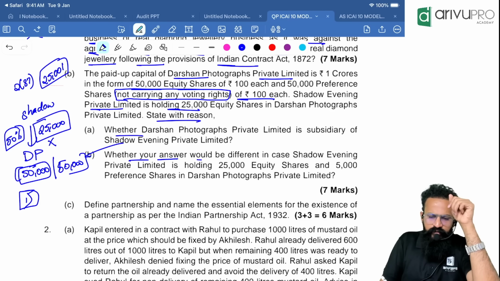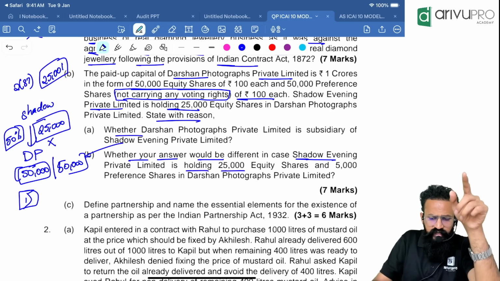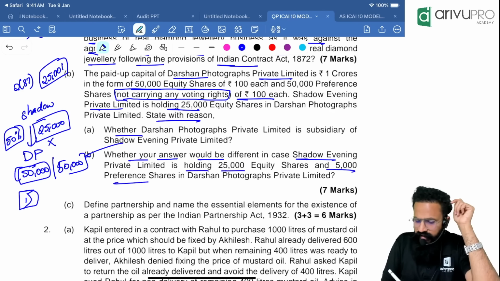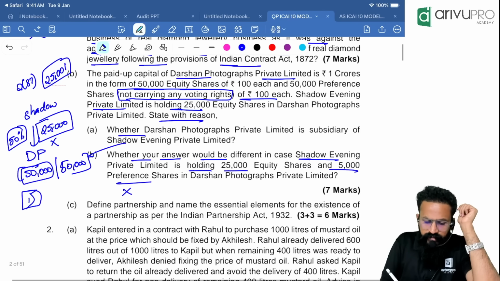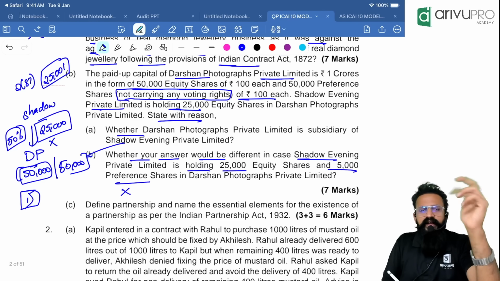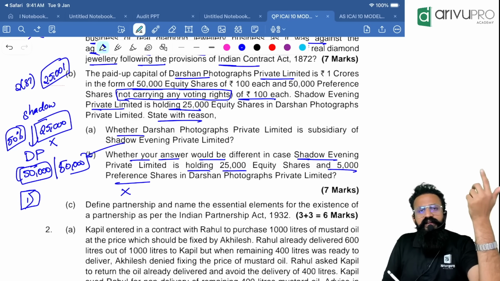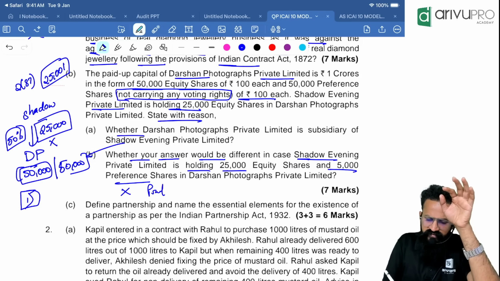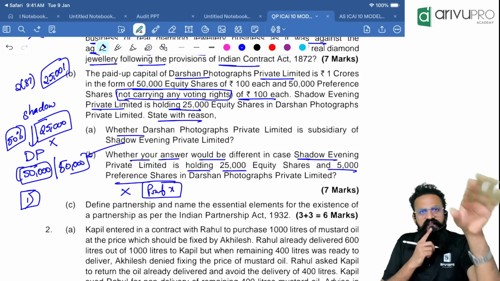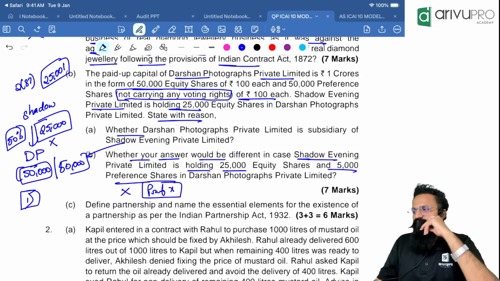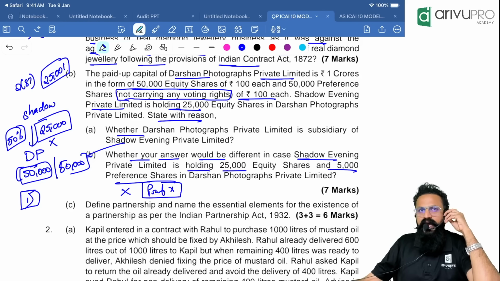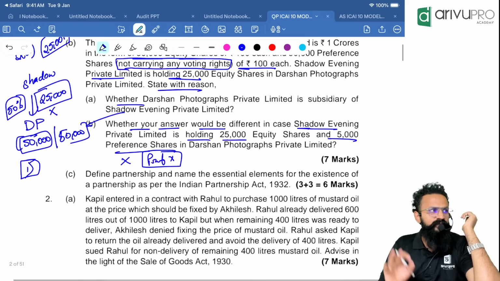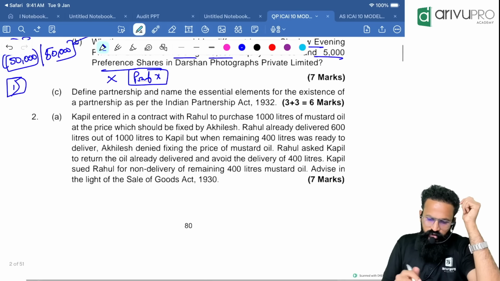Whether your answer would be different in case Shadow Evening Private Limited is holding 25,000 equity and 5,000 preference shares. My answer wouldn't change. Why? Because what is a subsidiary company? A company in which another company holds more than 1/2 of the total voting power. Preference shares will never have voting rights. So still they are holding only 25,000 equity. On this ground, my answer wouldn't change. I hope this makes sense. Clear, all of you? Good.